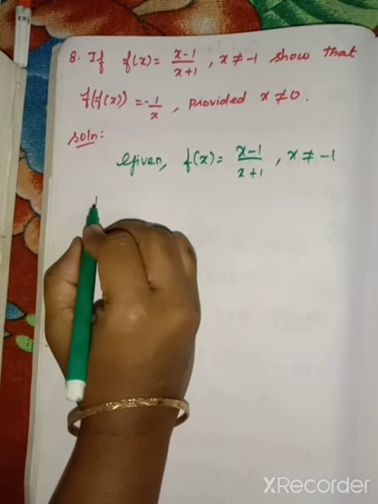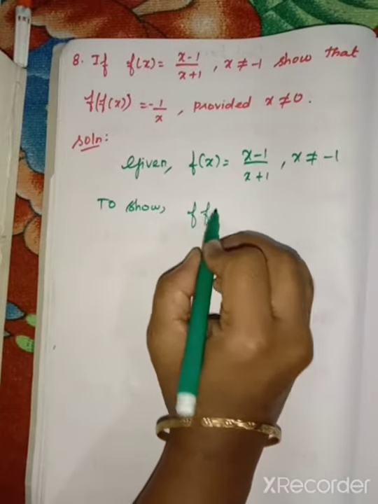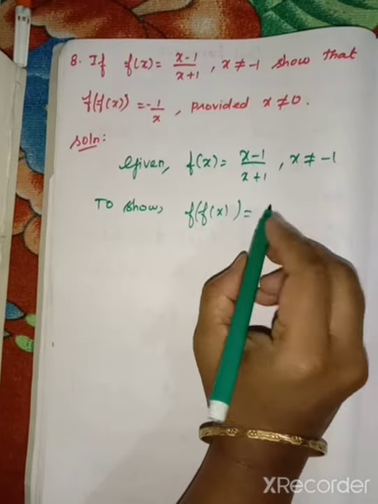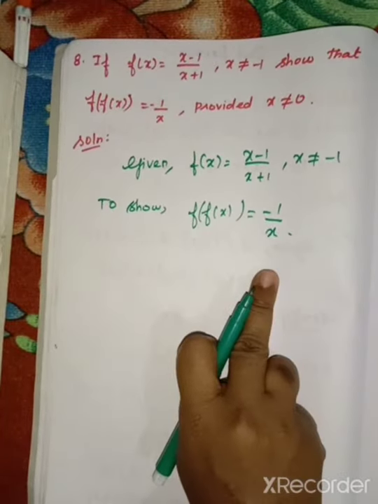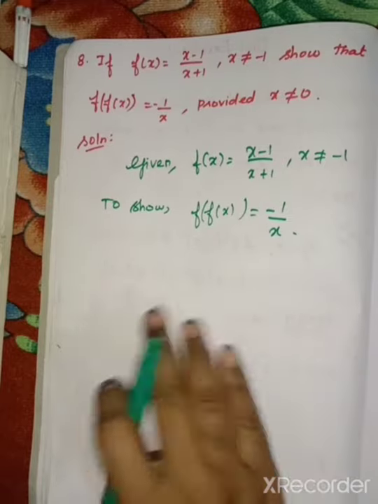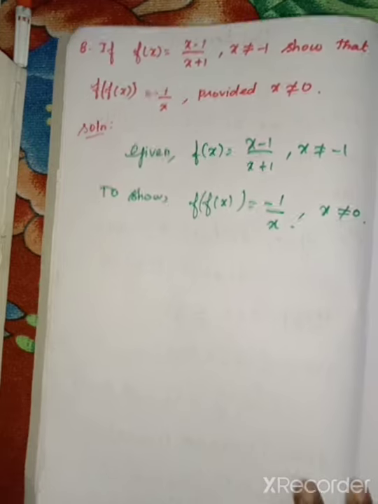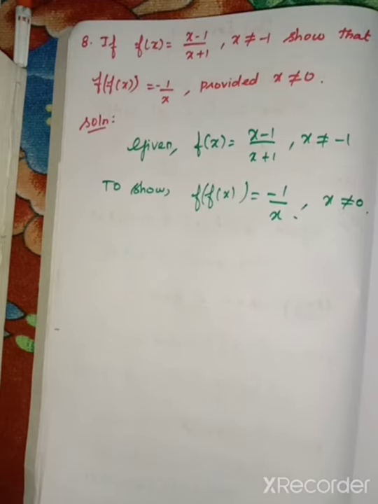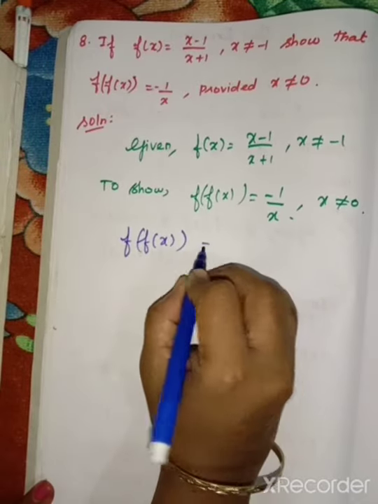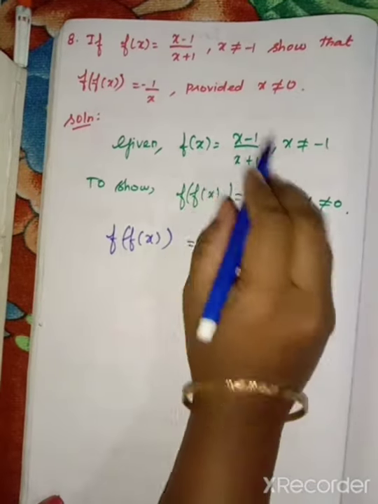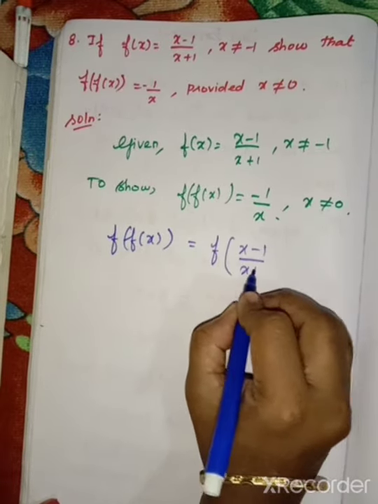Then we want to show that f of x, that value also given, minus 1 by x. If you solve, we get the minus 1 by x, it means it is proved, or otherwise it is not proved. Here provided x not equal to 0, that also given. So now we want to solve here, that is f of x. In place of f of x, here the given is x minus 1 divided by x plus 1.